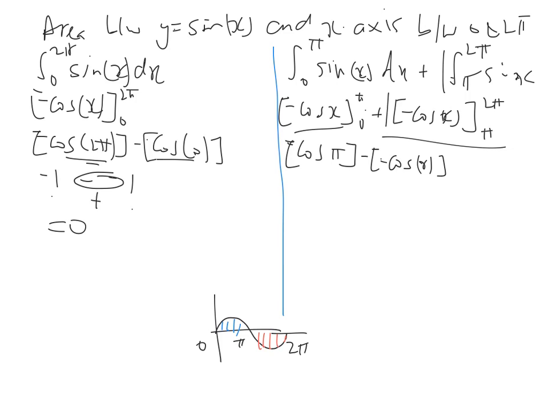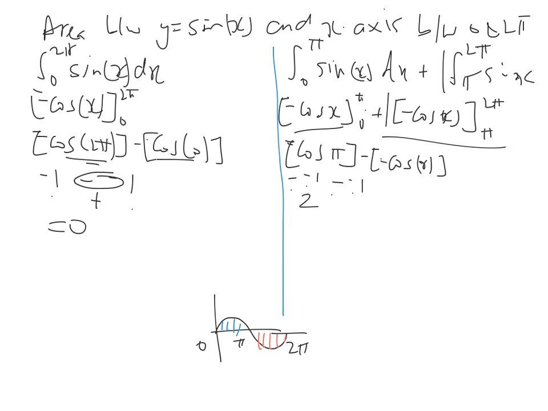So we've got negative cos of pi, so we end up with negative 1 minus negative 1. Just checking my results. So we've got negative 1 minus negative 1, so we end up with 2. So now we'll deal with the other part.